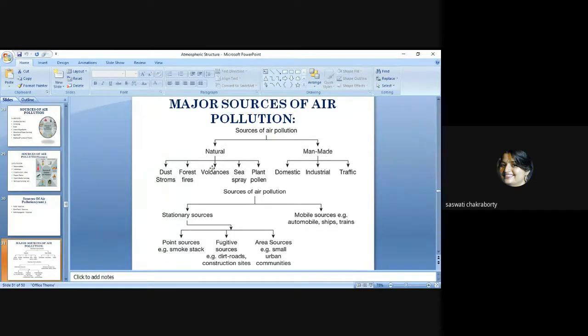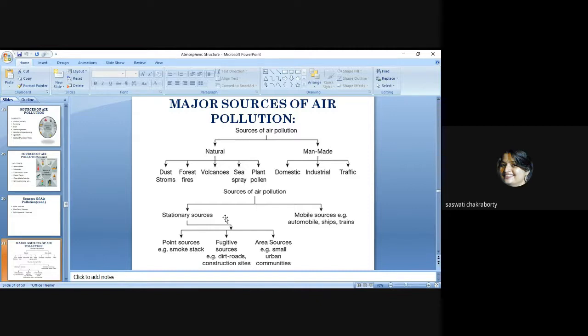Natural sources are dust storms, forest fires, volcanoes, and sea spray. Sea spray is a natural process where, in the open sea and ocean, water is spat out into the air. I don't know much detail about it, I would have to ask a geography student. But what happens is sea salts get out and come in contact with the air. So scientists do consider it a source of air pollution.